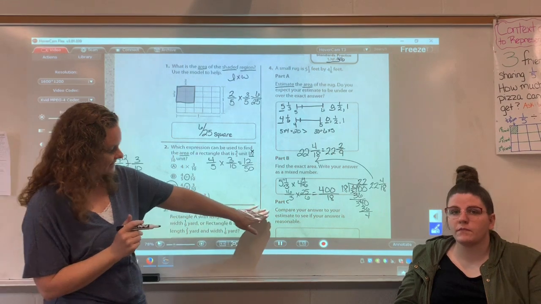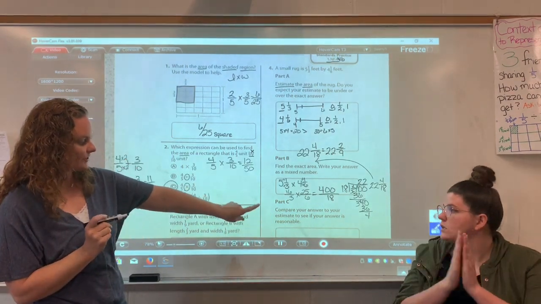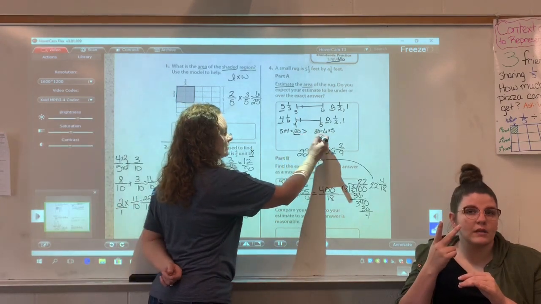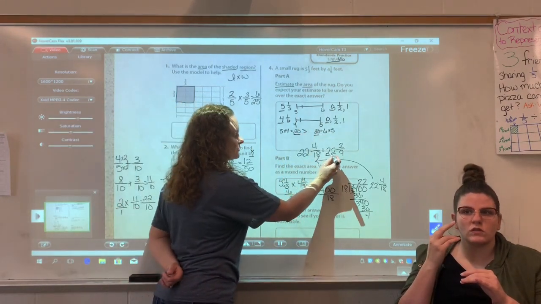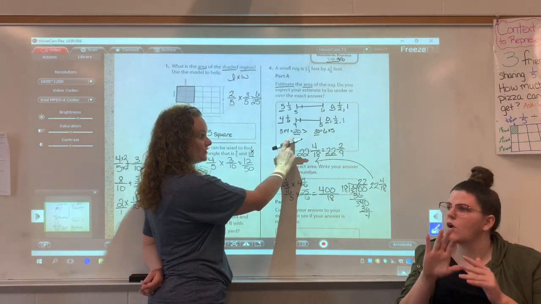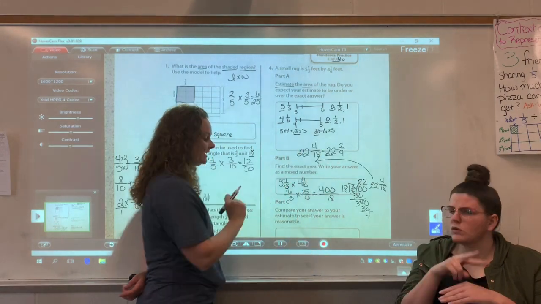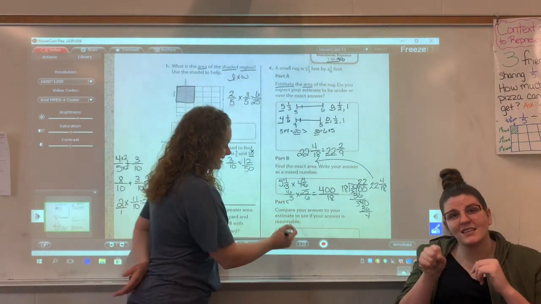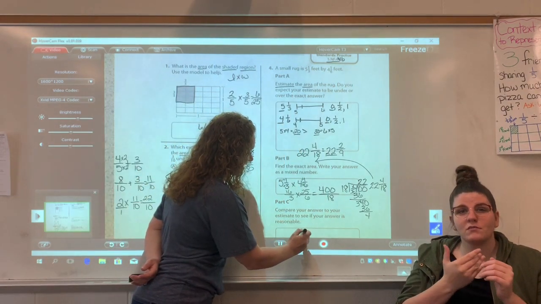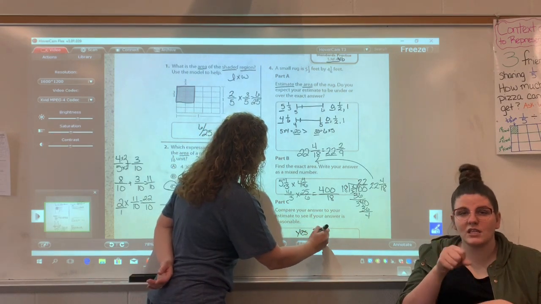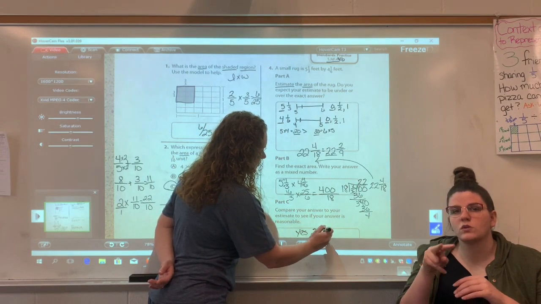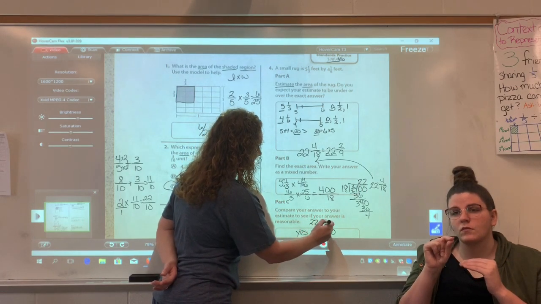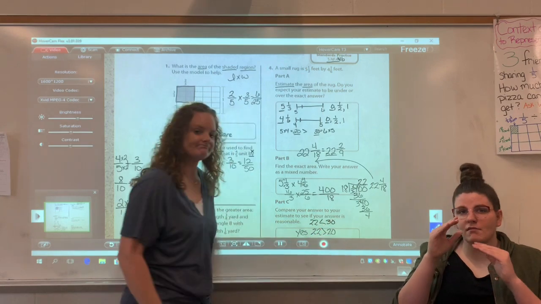Now part C is asking, compare your answer to the estimate to see if your answer is reasonable. Our estimate was only dealing with whole numbers, not the fraction. Our whole number is 22. Is 22 greater than 20 but less than 30? It is, so it does check out with our estimation. So the answer is yes, because 22 is greater than 20, but 22 is less than 30.